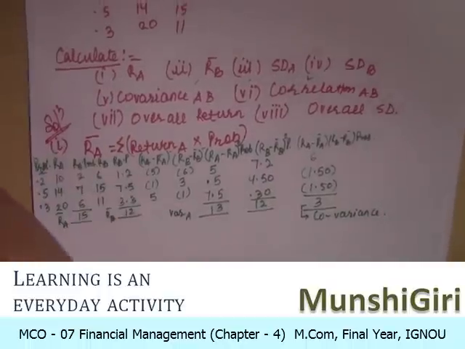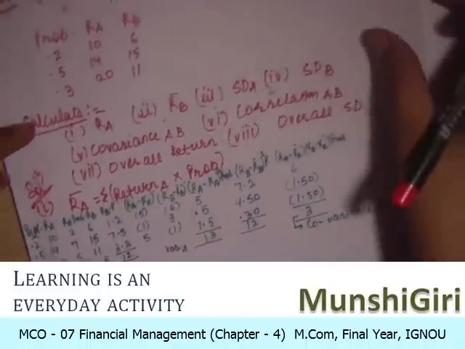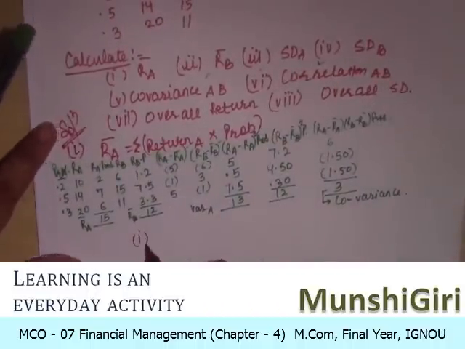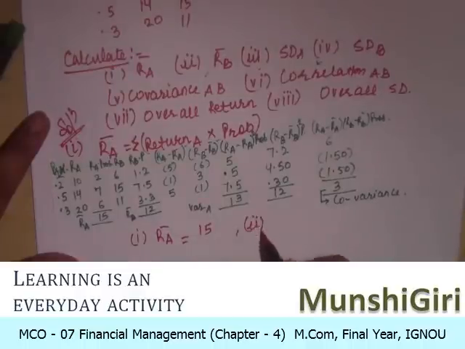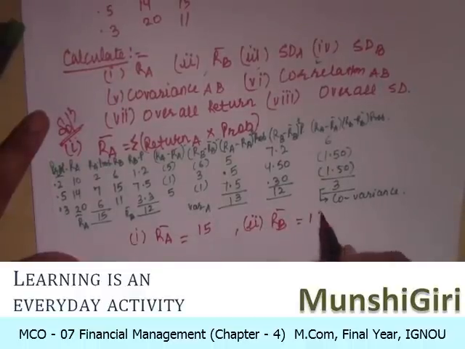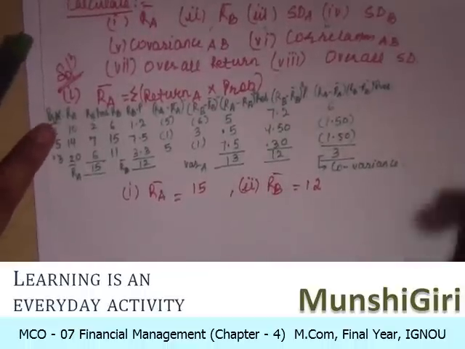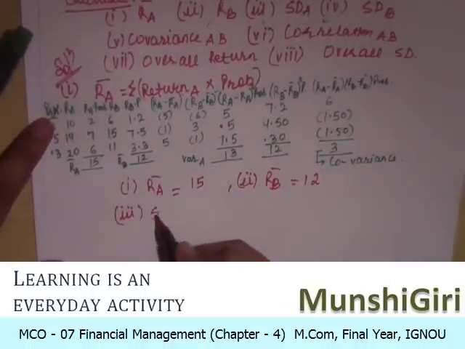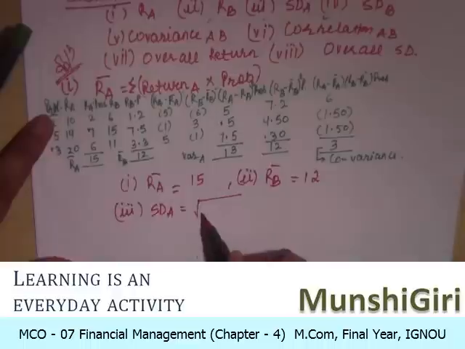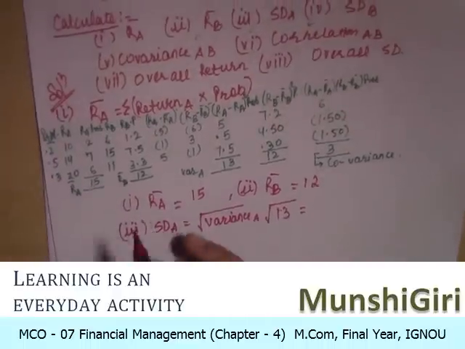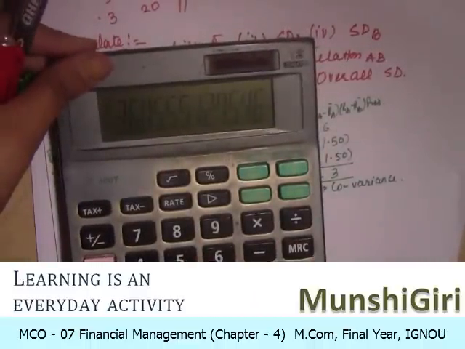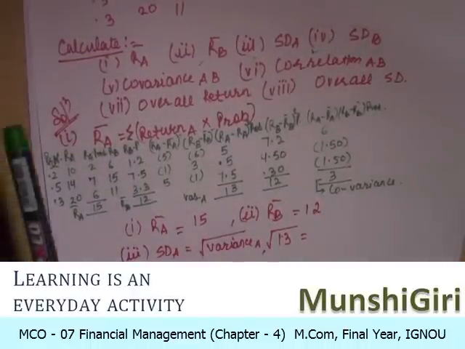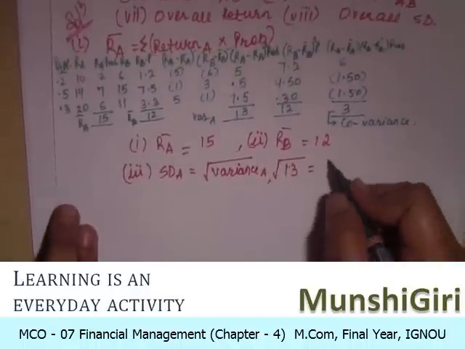So the first thing it asked was the expected return of A. This is 15. Second, it asked about the expected return of B, which is 12. Third, standard deviation of A is equal to under root variance A, which is under root 13, which is 3.606.